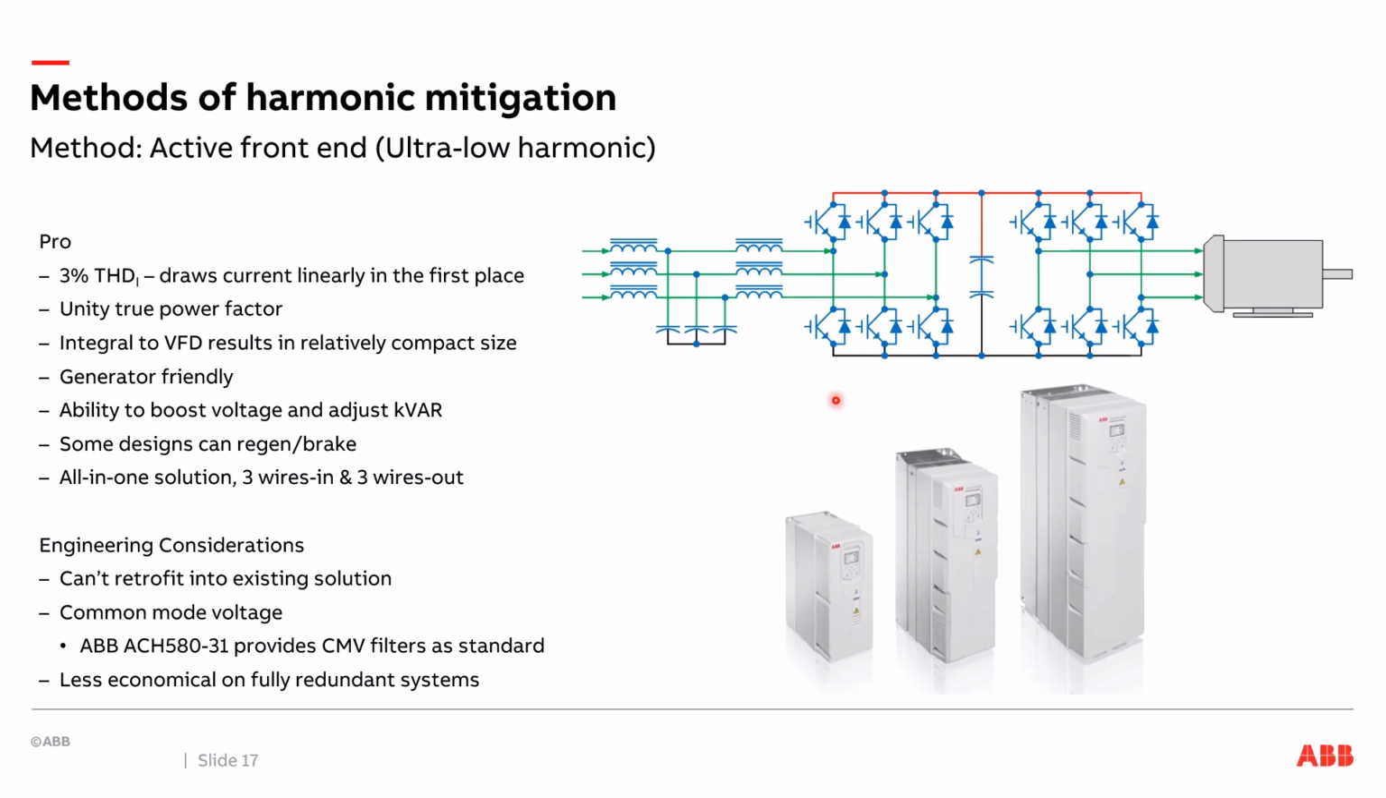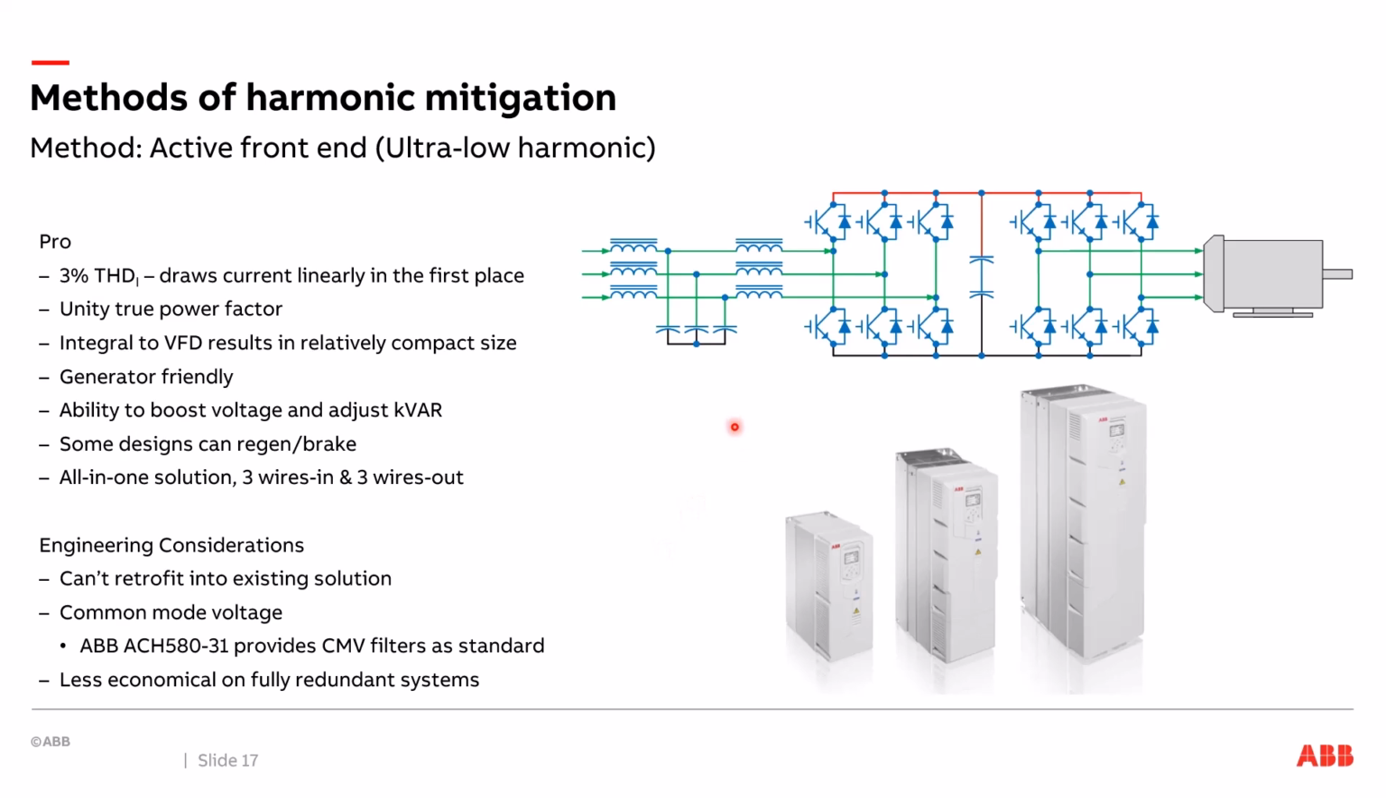So what ABB does is all of our active front end drives, ACH580 or ULH drives used for the HVAC industry, all include common mode filters as standard. So that way you don't have to worry about that. And then the last item is that it's not as economical on fully redundant systems.